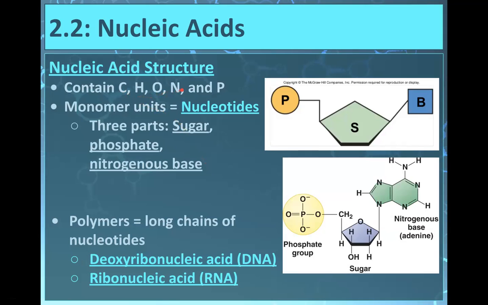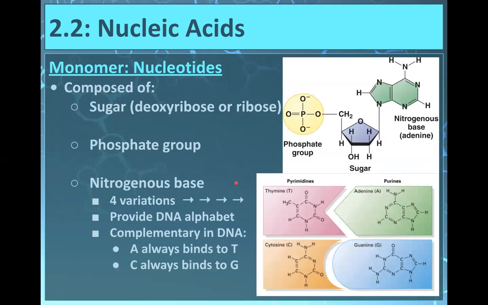hydrogen, oxygen, and nitrogen, as well as phosphorus. So it has all 5 of these. Nucleotides are the monomer units. They're made up of a sugar in the middle, a phosphate off to the side, and a base really towards the center. A nitrogenous base. The polymers are going to be chains of these nucleotides, which are going to be either DNA if it's double or RNA if it's single.